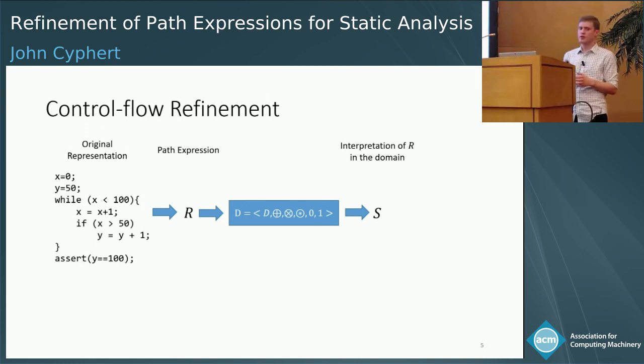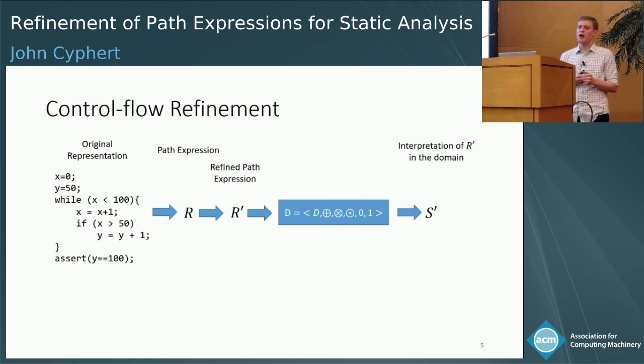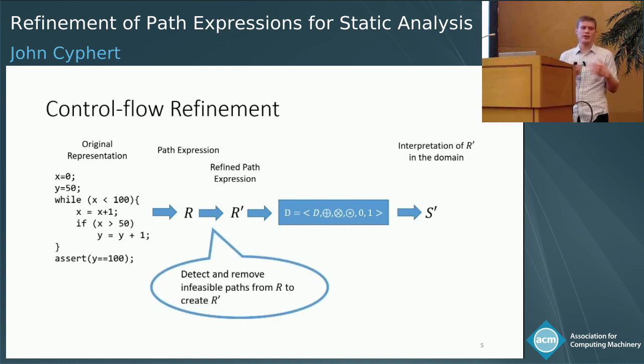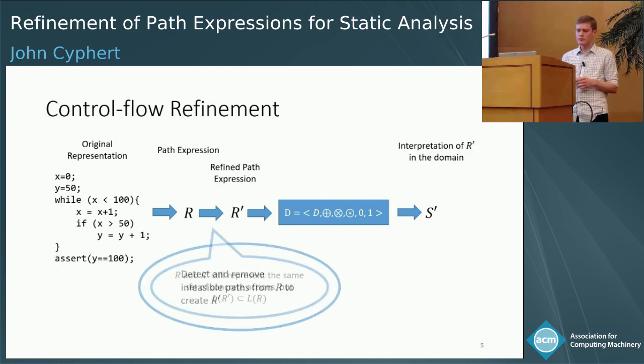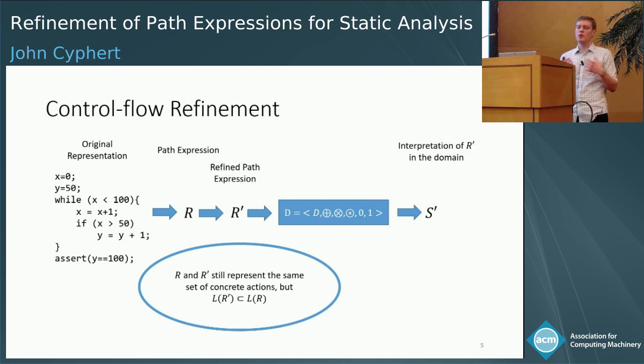So this was our original picture we had previously. But now we're just going to add an additional step in here. Given our original path expression, which is defined by the syntax of the program, we're going to detect and remove infeasible paths from that original path expression to generate a new path expression, say R prime. And we say R and R prime still represent the same set of concrete actions because we're only removing infeasible paths. However, if you interpret those paths in terms of the languages they generate, we've actually reduced the language.